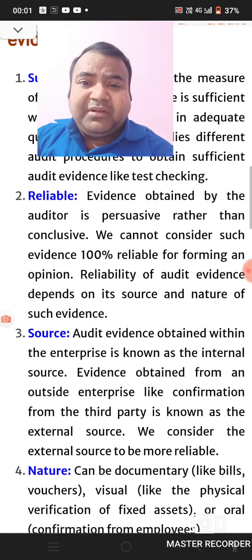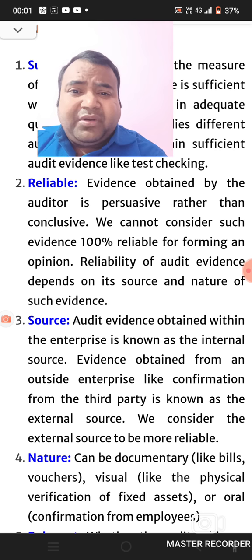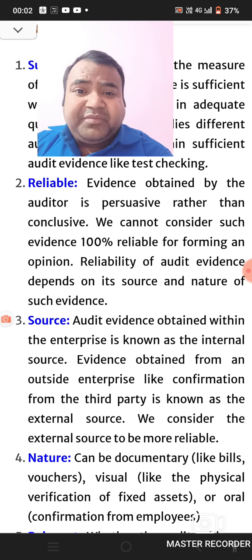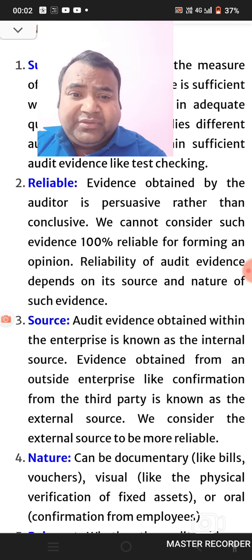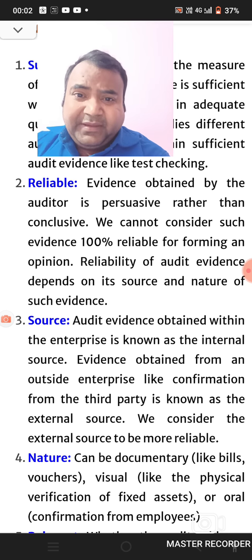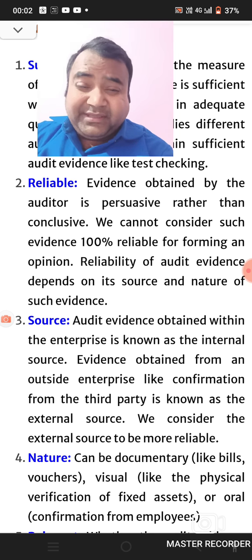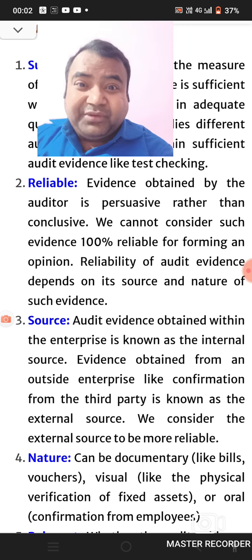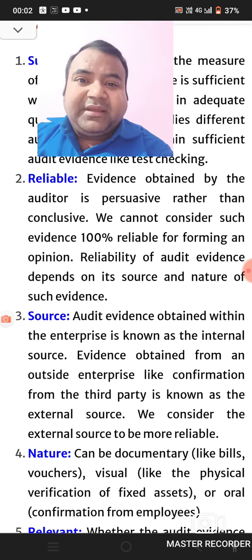Then let's talk about reliable. We talk about reliability. Evidence obtained by the auditor is persuasive rather than conclusive. We cannot consider such evidence 100% reliable for forming an opinion. Reliability of audit evidence depends on its source and nature. There are two different sources from which evidence is collected. First is internal source and another is external source.